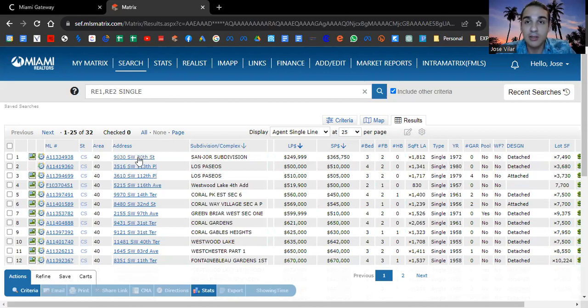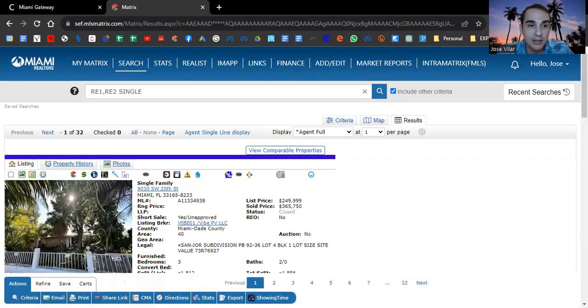And let's see the location. So the location is going to be University Park. Here we can see there's a property. So now let's look at it. So how can you get a $365,000 home in our area? And let's look at exactly this home.